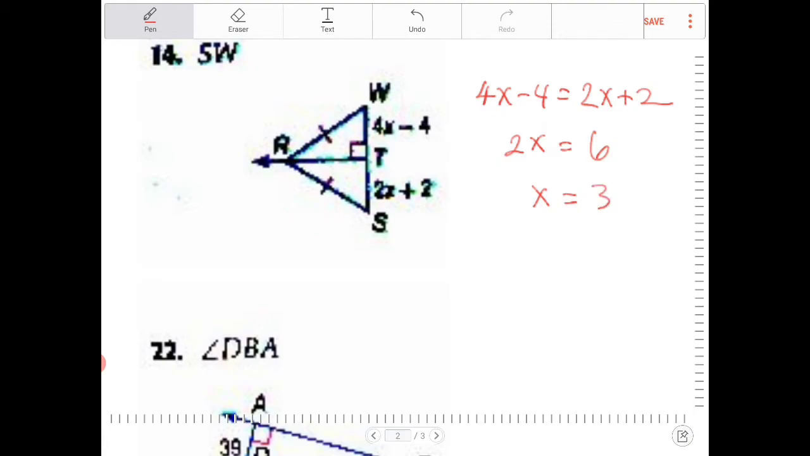Since x is equal to 3, I can then solve for what SW is. Well, I want to solve for ST first. ST is equal to 2 times 3 plus 2, which is equal to 8. And since SW is double ST, SW will equal 16.